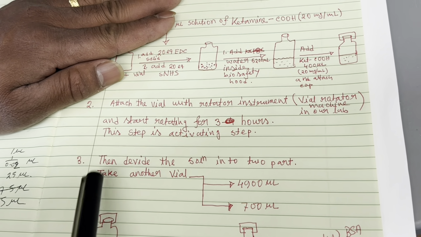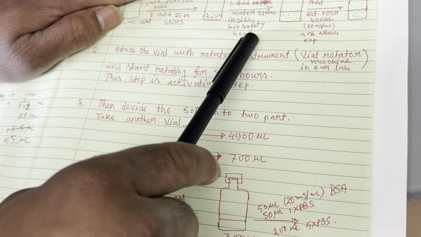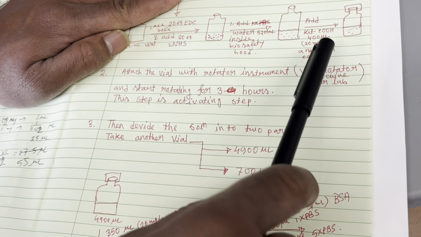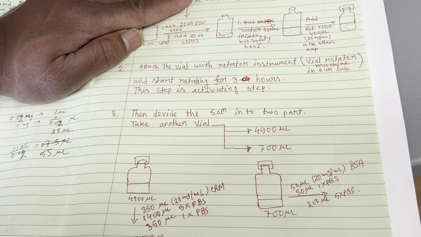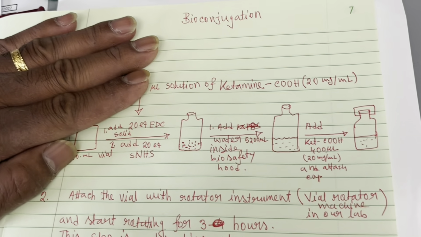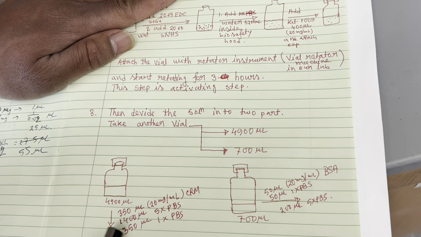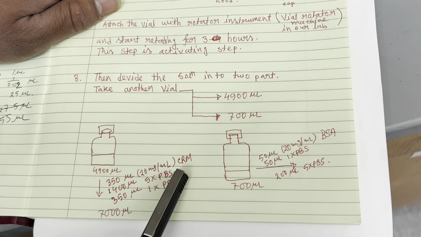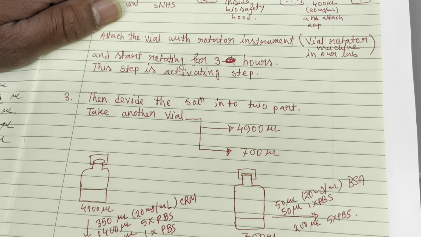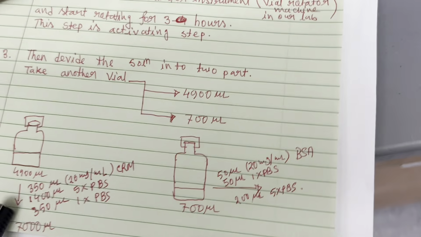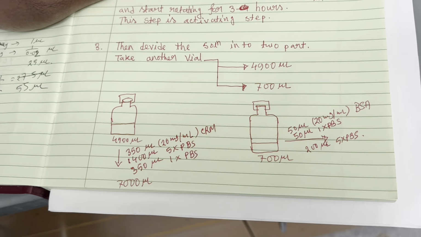Okay, and then divide the solution. Here you added the water, 5200 microliter, and you added 400 microliter of your acid solution. Total volume will be 5600, right? Yes. From there, our target is to make the CRM bioconjugated compound with a final volume of 7000 microliter, that is 7 milliliter. So it will have 7 milligram per 7 milliliter. You get it?